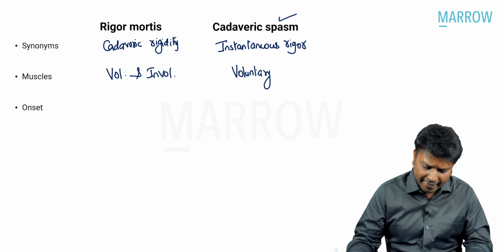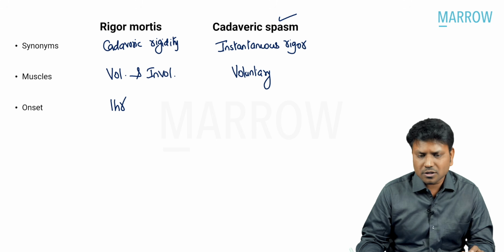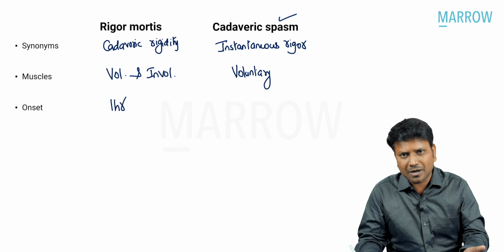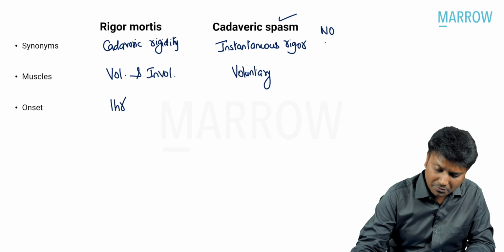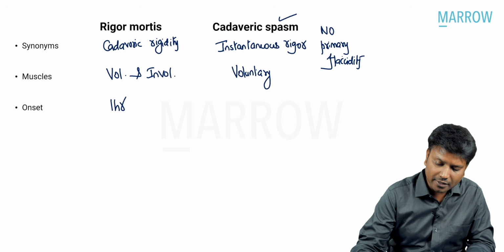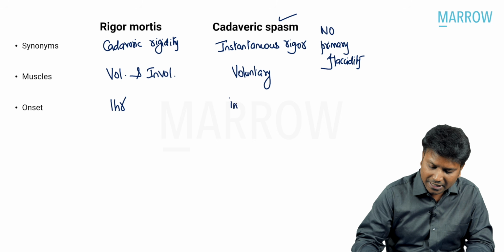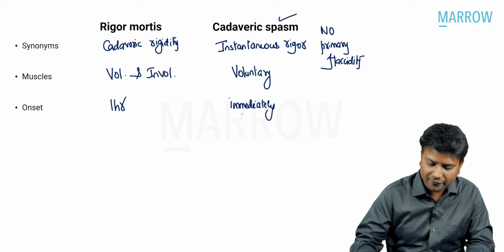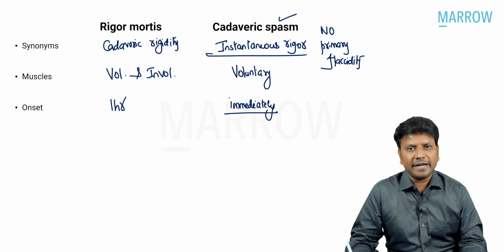Regarding onset, rigor mortis starts in about 1 hour, because before rigor mortis we have primary relaxation. But in cadaveric spasm, there is no primary relaxation. There is no primary flaccidity of the muscle, so it occurs immediately after death of the person, and that is why this is called instantaneous rigor.